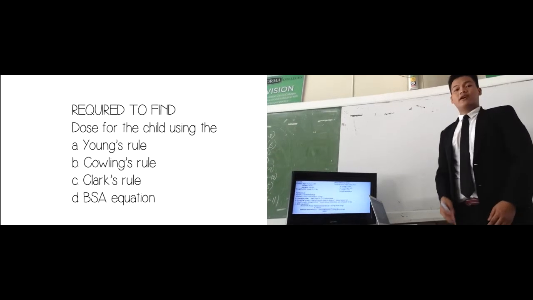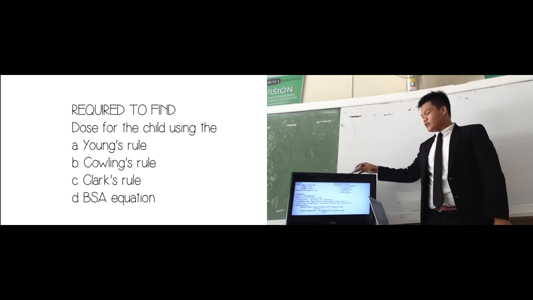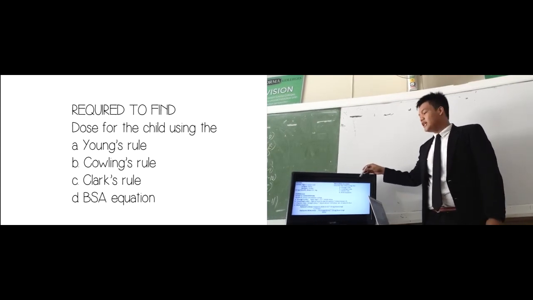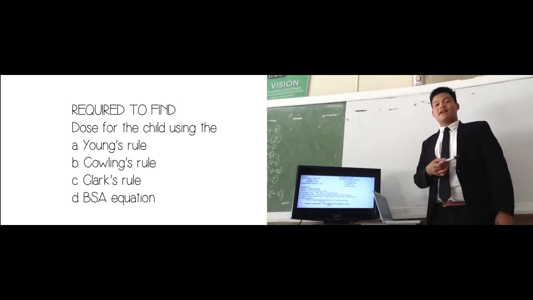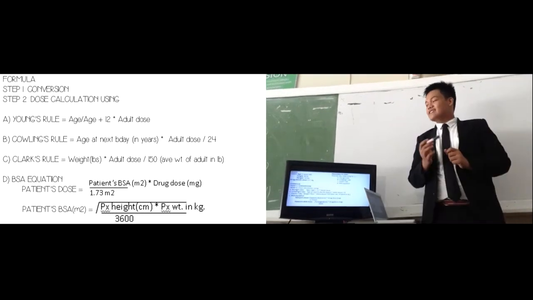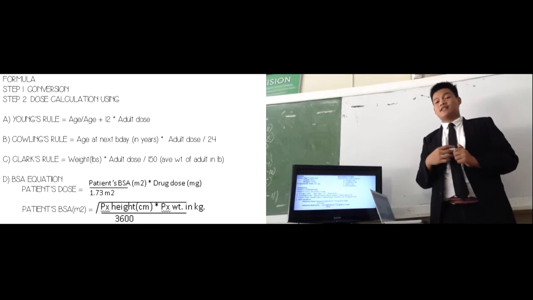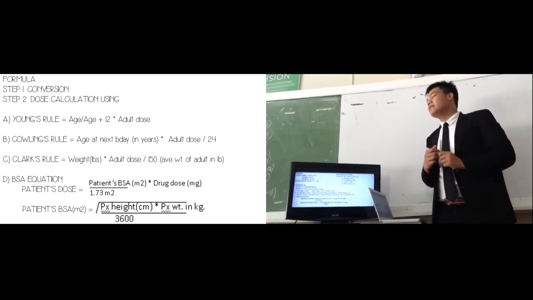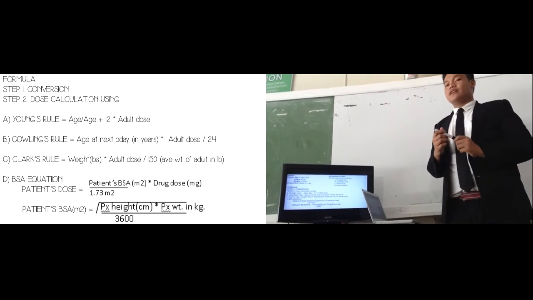Now, what is required to find? First is the dose for the child using Young's rule, Cowling's rule, Clark's rule, and the BSA equation. I will show you the formulas in order to solve the problem. First is conversion. Yes, we should convert the necessary body statistics to be used in the problem. And second is the dose calculation using Young's rule.